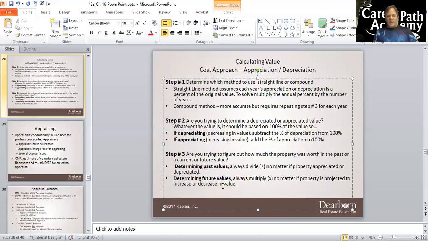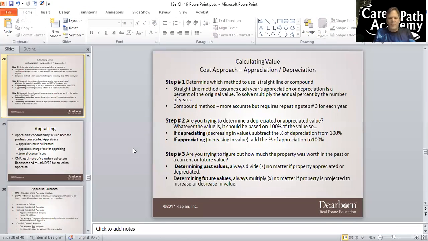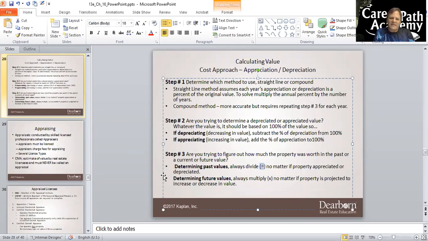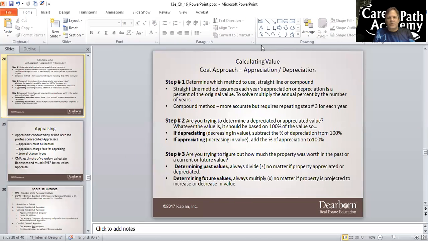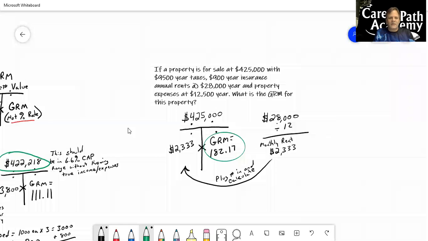If you're trying to determine a value in the past, say you bought a property 3 years ago, the property depreciated in value 2% per year, and today's value is $400,000. How much did you buy it for? In that case, you divide to figure out a past value, and multiply to figure out a current or future value. So these are the 3 steps. Let's go to the whiteboard to calculate depreciation.